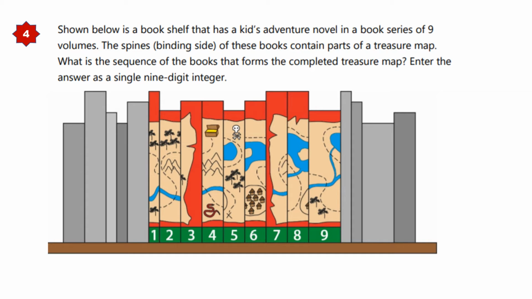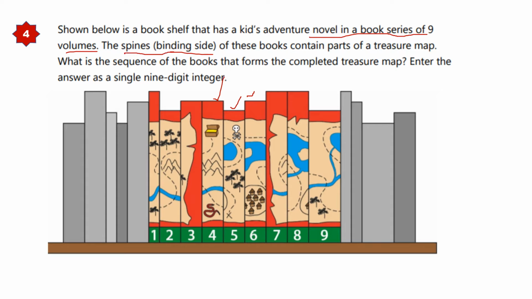Here there is a bookshelf. Here we can see kids adventure. Okay. Adventure novel in a book series of 9 volumes. The spines, that is the binding side, that is these sides. Okay. There is a sequence.